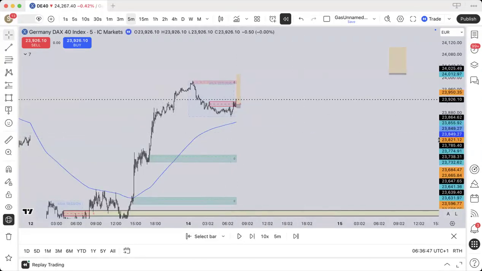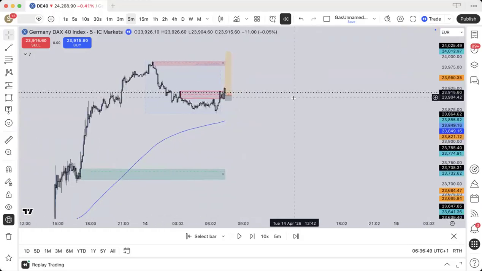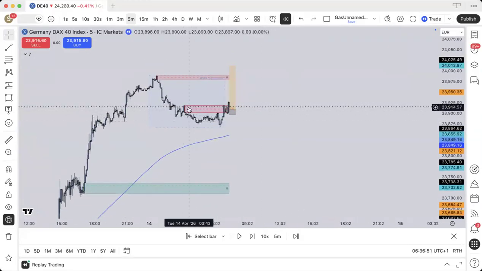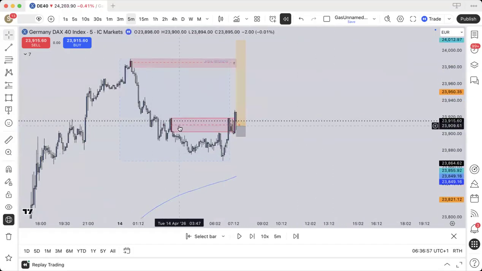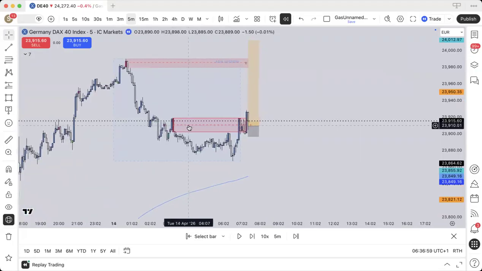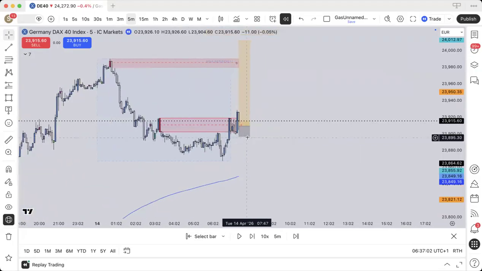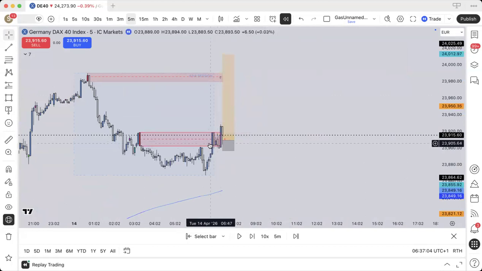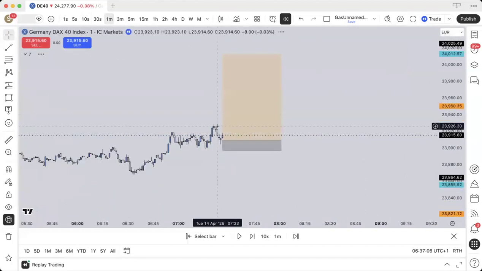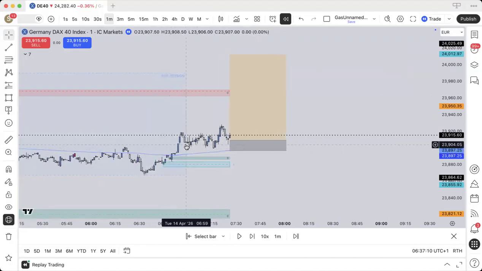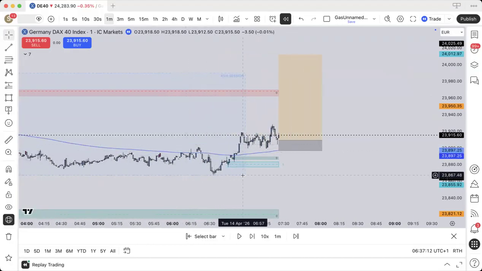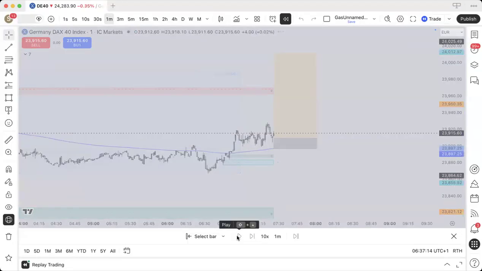So here we go. This is a prime order block. Obviously, at the moment, my indicator is only highlighting these order blocks after 7 a.m. I tried going back onto Quant to change it, but it says I've got to get credits and stuff. So what have we got here on the 1 minute? Okay, so we got something there on the 1 minute. Let's just see what we got here.